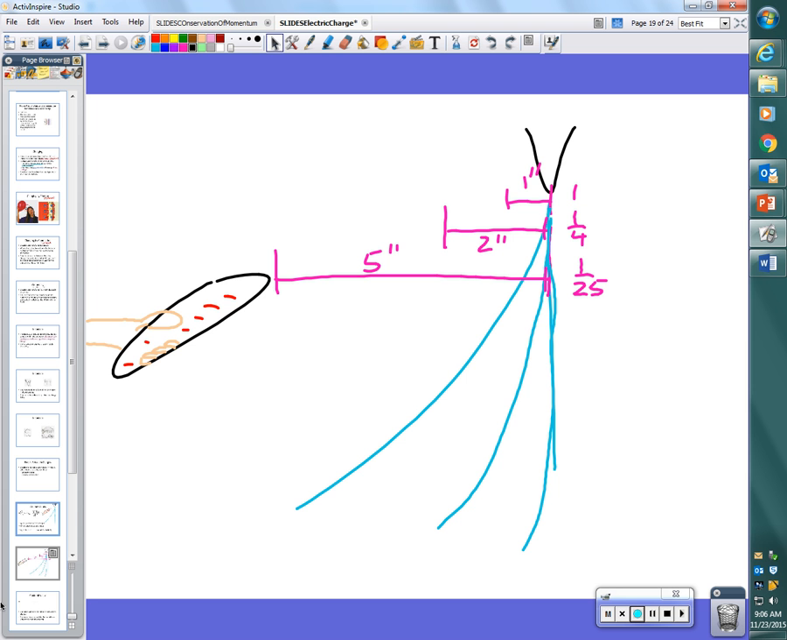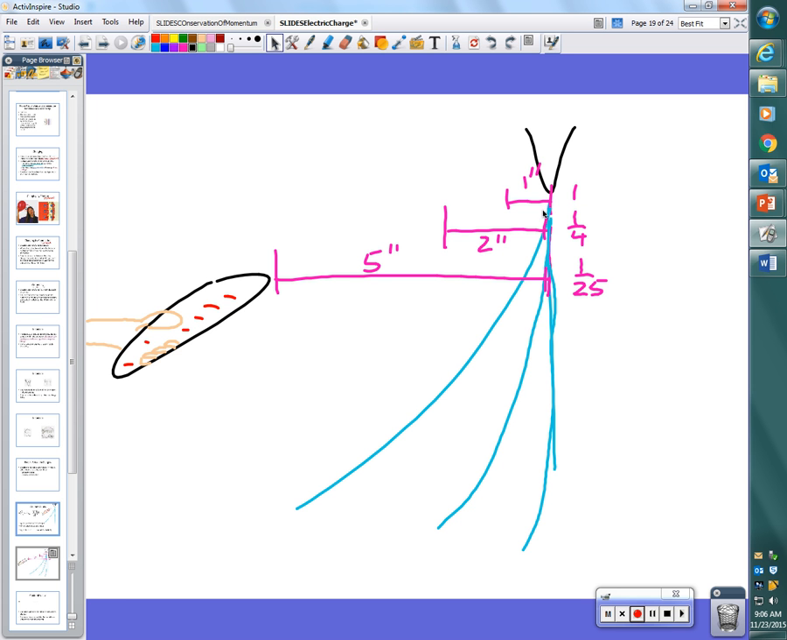Okay. Somebody in the other class asked, does that mean water is charged? And the answer to that is kind of. Water is an example of induction where within the water molecule, certain parts have more electrons and other parts have more protons. We'll talk about that more when we get into bonding.